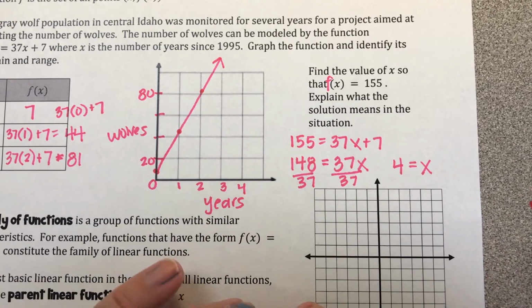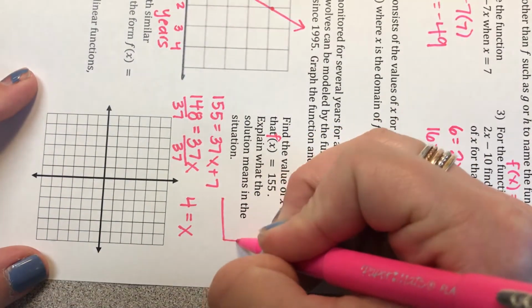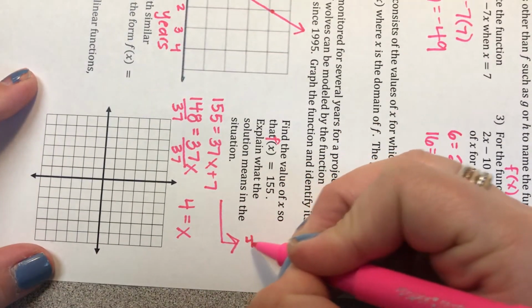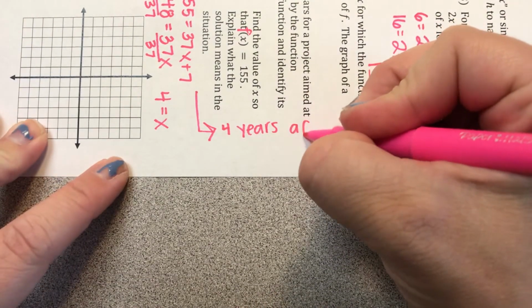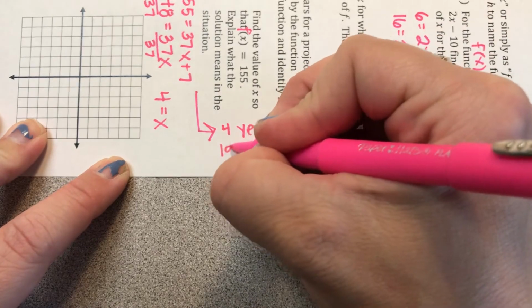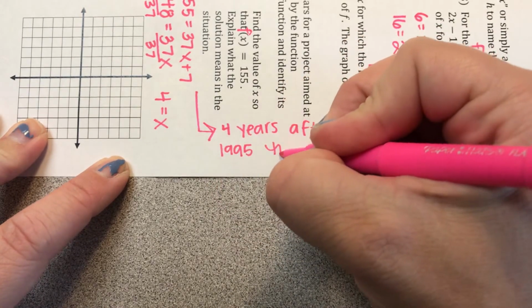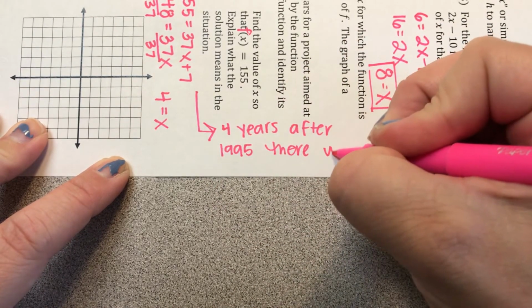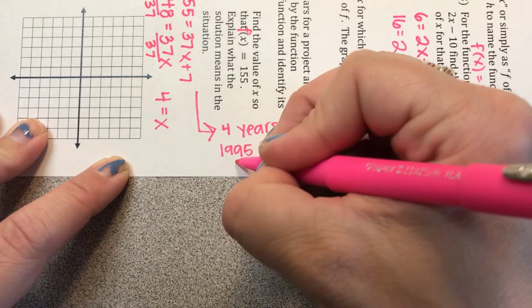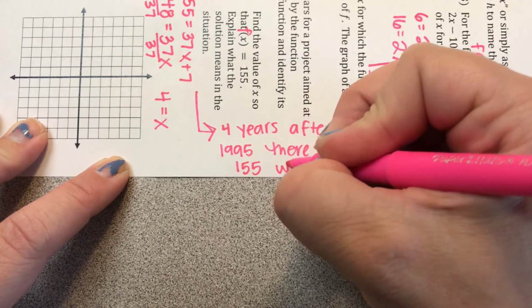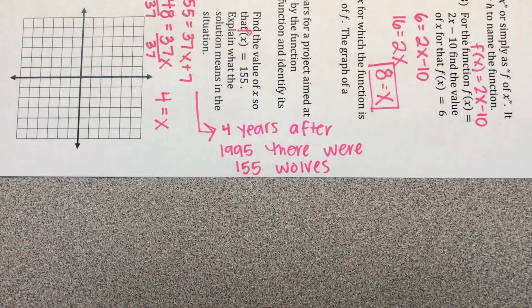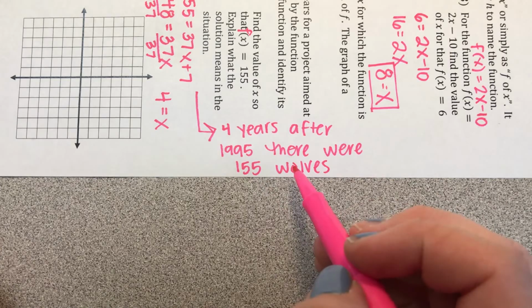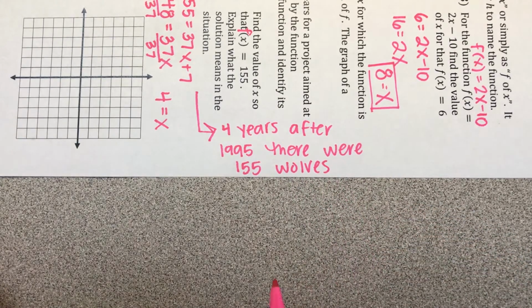Okay, what this means is that, I'm going to turn my paper and write it sideways. It means 4 years after 1995, there were 155 wolves. Okay, 4 years after 1995, there were 155 wolves.